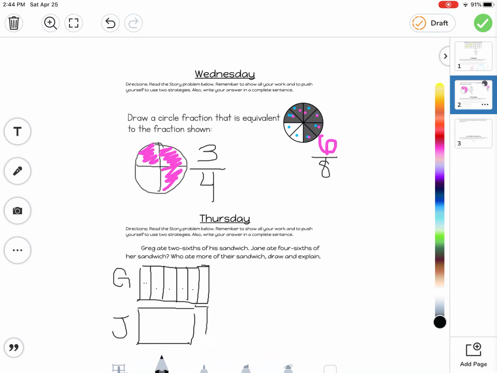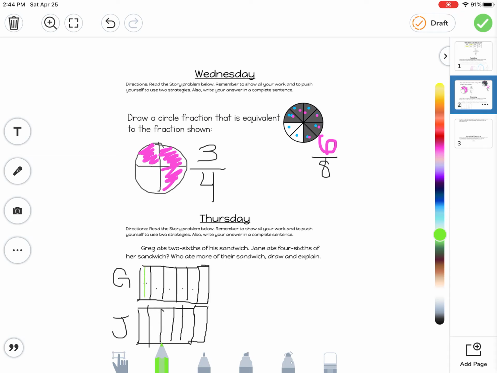And I know I'm going to need to make this sandwich a little bit bigger now. Leave that line and draw in my 6 here. And remember, I know that it's not perfect, but I know that they are each worth 1/6. So now what I need to do is color in the amount that Greg ate. And Greg ate 2 of his 6.